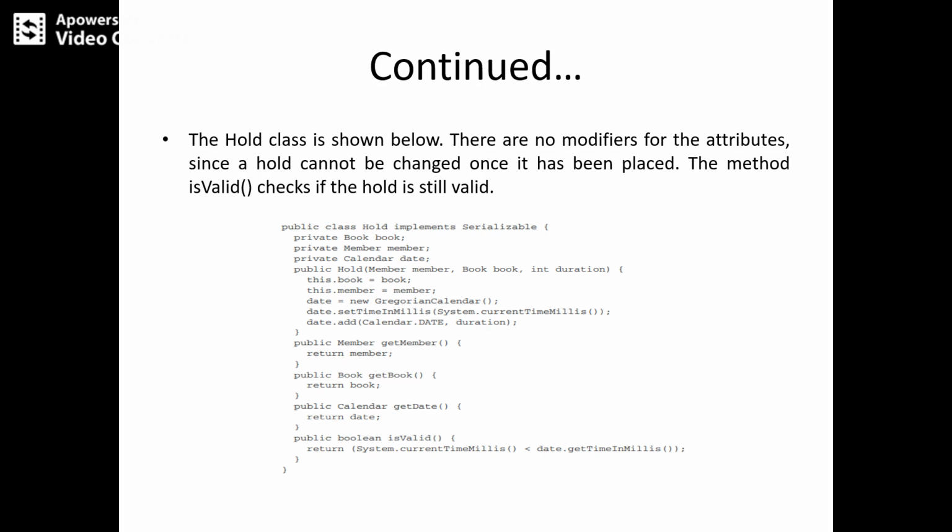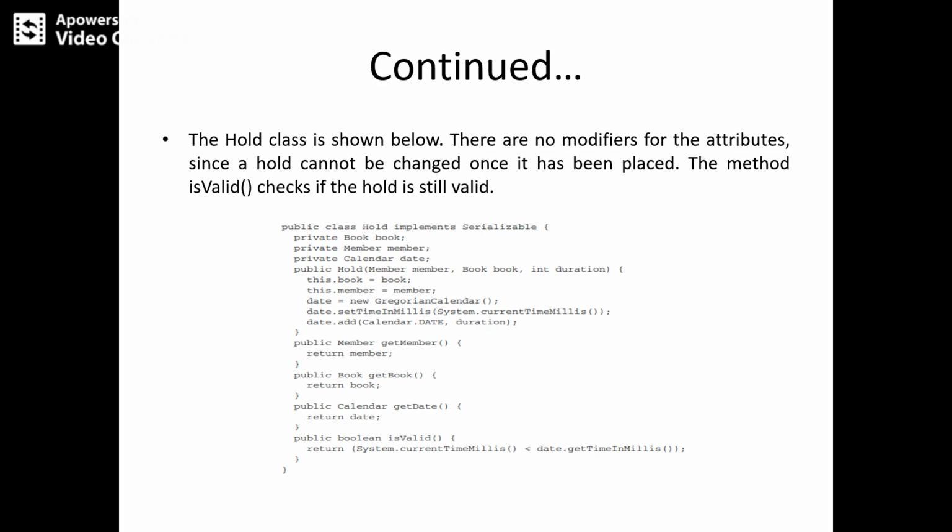Here again a snippet of code is given for the hold class. Public class Hold implements Serializable. We are going to discuss serializable and non-serializable classes in Java next. Private book, member and date: all are declared as private here, book, member and calendar as the return types. The parameters are book, member and date.